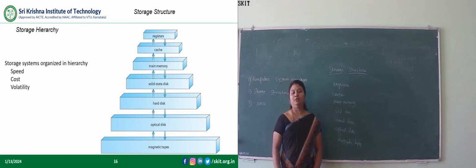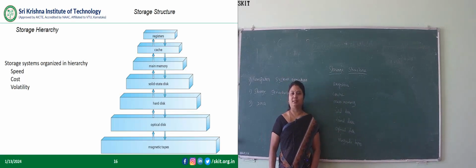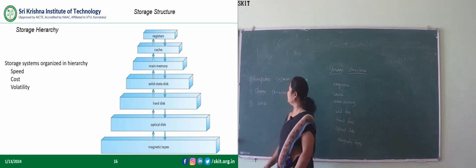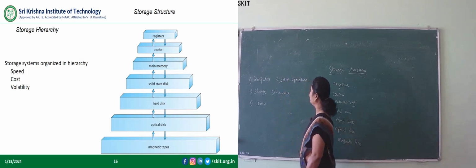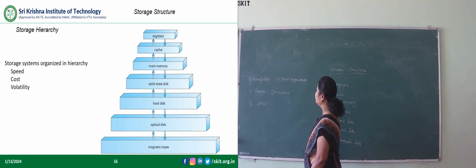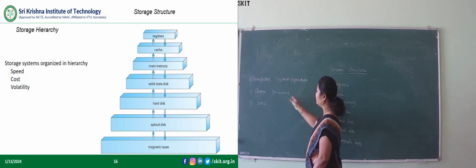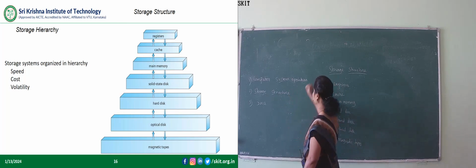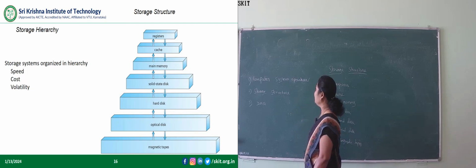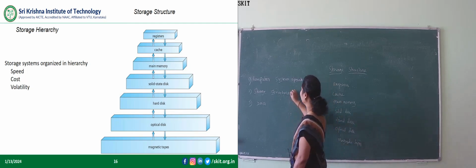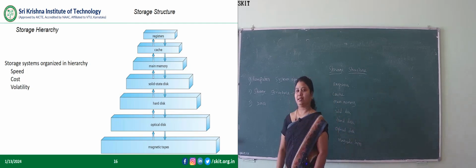Hi students, now we are going to see about the storage structure. This storage structure comes under the computer system organization. Under the computer system organization, we have computer system operations, storage structure and direct memory access. Last class we discussed the computer system operations. Now we are going to discuss storage structures.